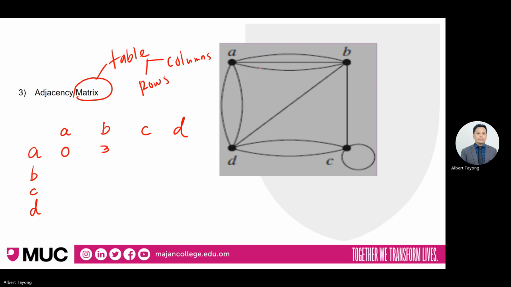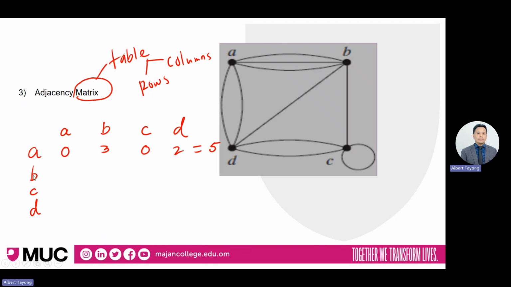Okay, and from A to C, we don't have an edge or a line from A to C, so this will be 0. And from A to D, 2 times, because here we have multiple edges. So if we're going to add all of these, the sum is 5. Okay, so you'll be able to see the degree because we have 5 here: 1, 2, 3, 4, and 5.